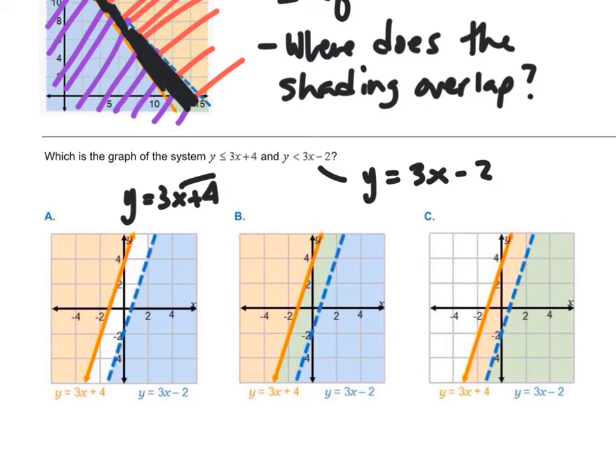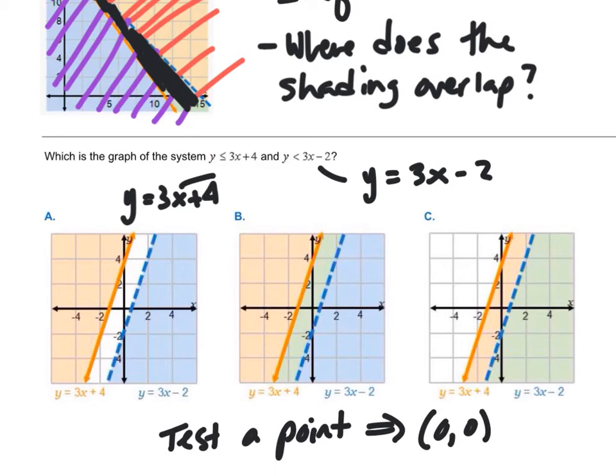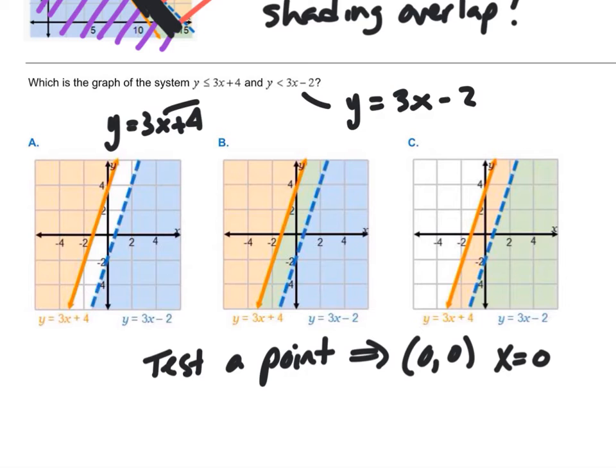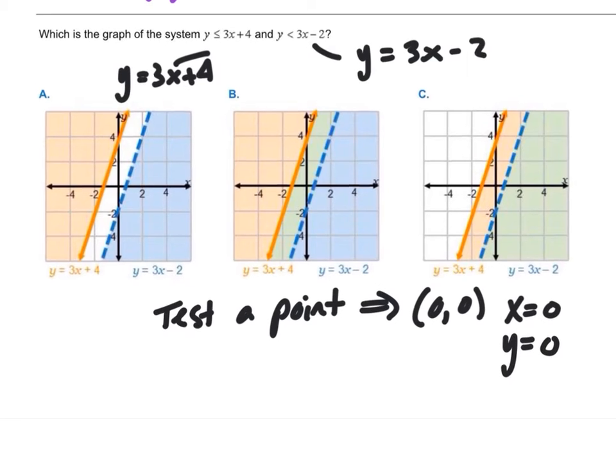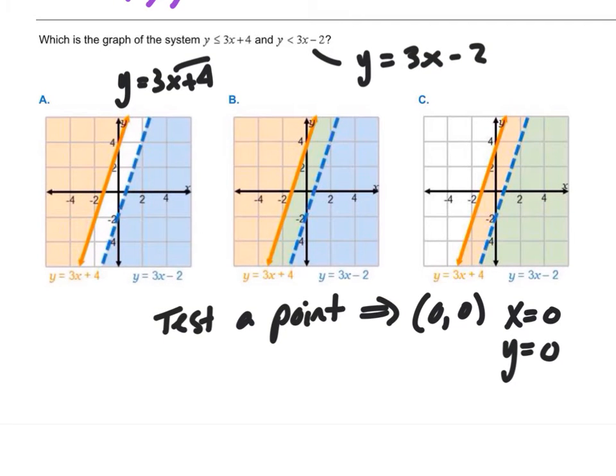Now what I want to do is test a point. The easiest point to test is the point 0, 0, the origin. x equals 0 and y equals 0. If I do that, then I'm going to plug 0, 0 into this graph here, or into that inequality.